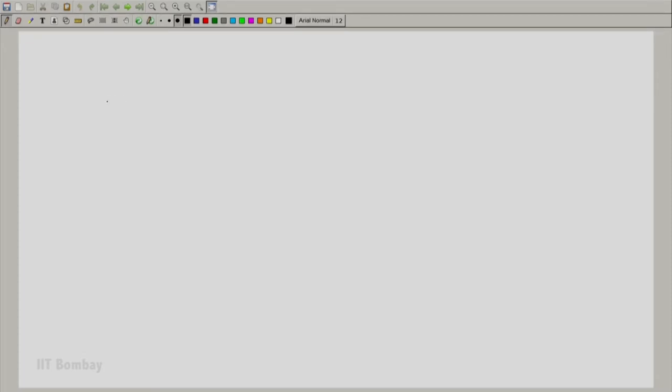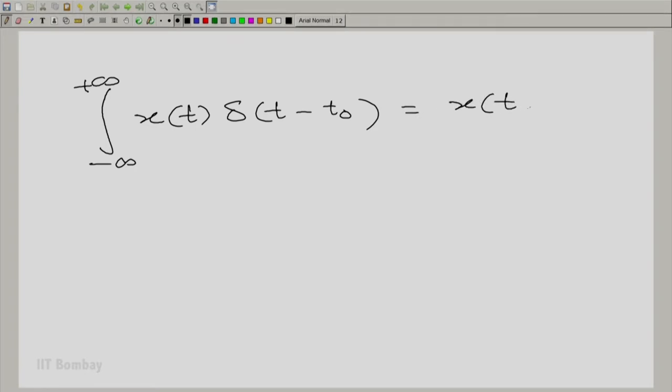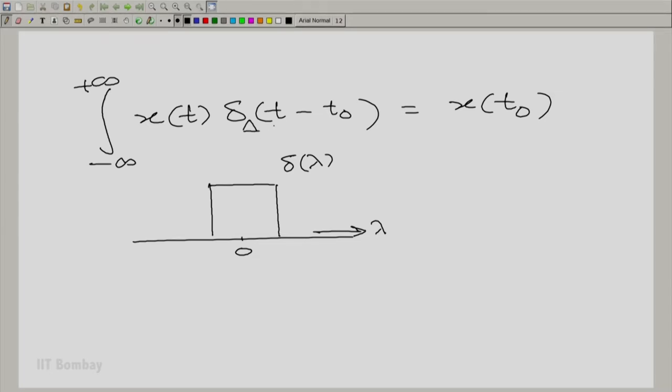We had said that an integral from minus infinity to plus infinity of x(t) delta(t minus t0) gave us x at t0. And we noted that we could choose delta(t) symmetric about 0. So we could choose delta(t) like this. I am showing delta as a function of another variable which we call lambda. And here, of course, I must clearly make it a capital delta, to emphasize the point that it is spread over an interval of delta. So delta_Δ(lambda) is equal to delta_Δ(minus lambda). So it's an even function of lambda.